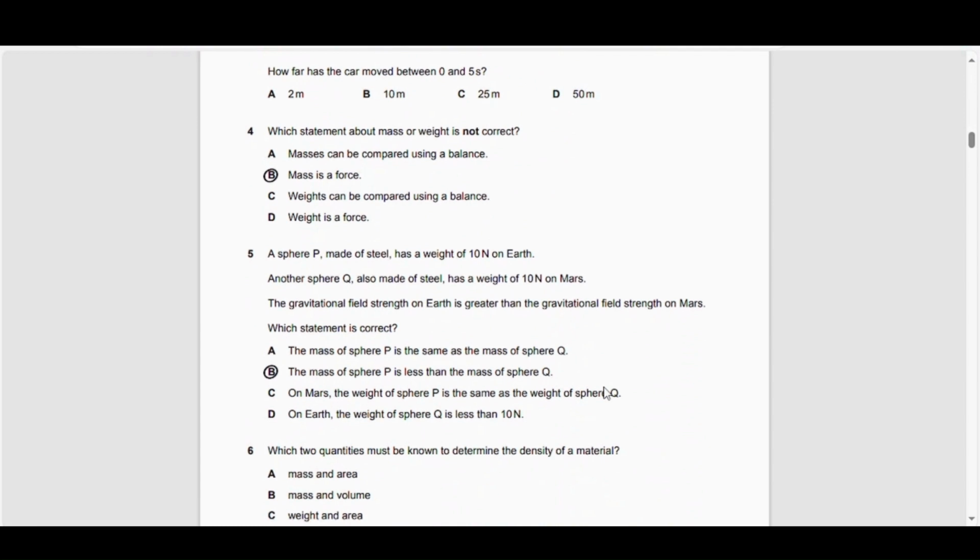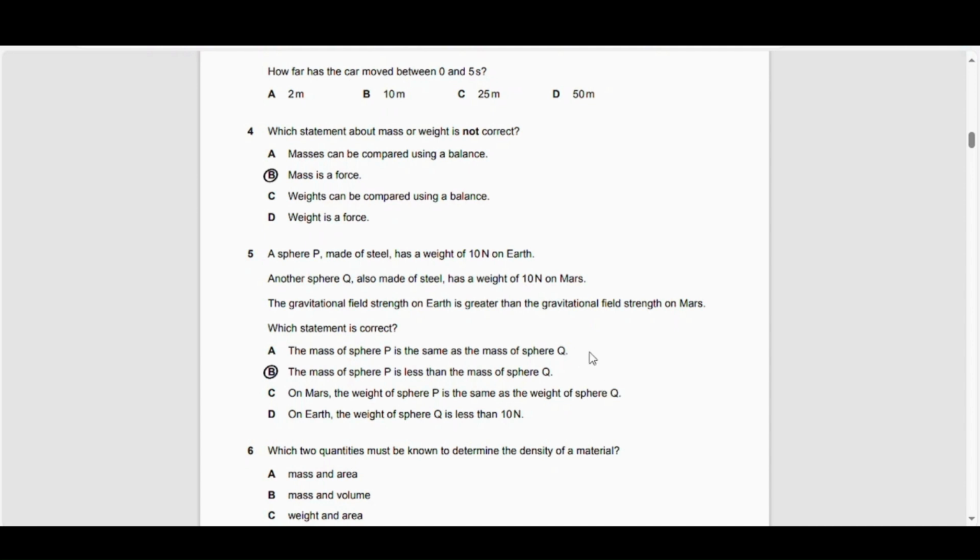The next question goes, a sphere P made of steel has a weight of 10 newtons on Earth. Another sphere Q, also made of steel, has a weight of 10 newtons on Mars. The gravitational field strength on Earth is greater than the gravitational field strength on Mars. So which statement is correct? The mass of sphere P is the same as the mass of sphere Q. Now, this statement cannot be correct.